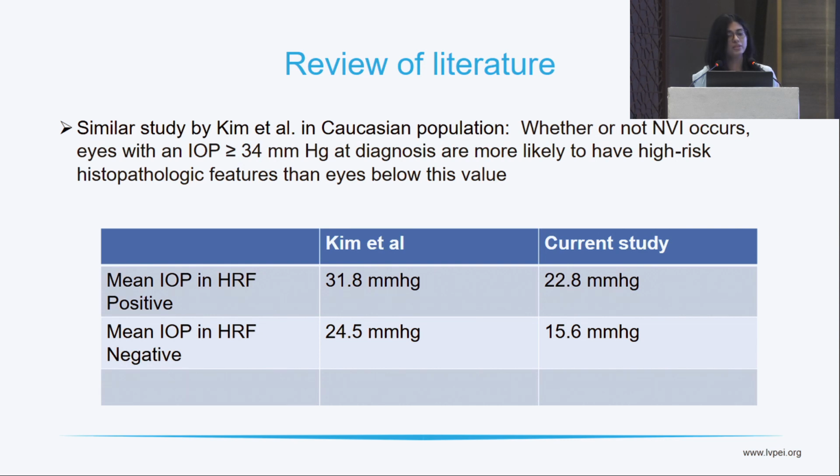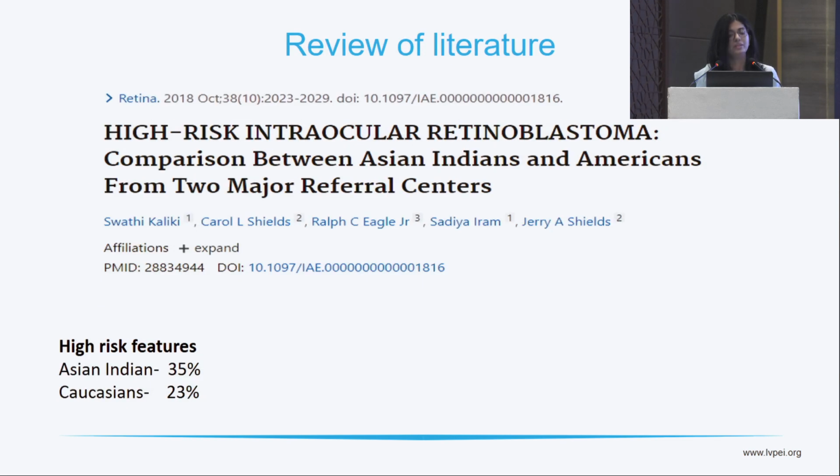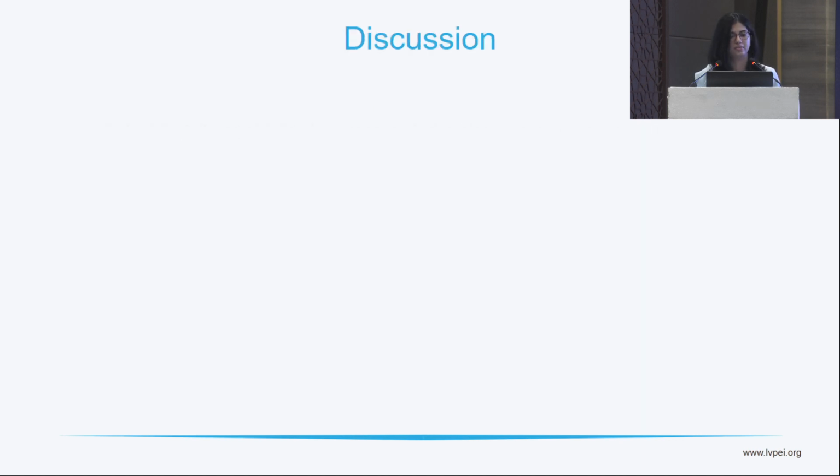When we compared the two studies, we noted that the mean IOP in high-risk features positive as well as negative patients in our study was lower. That is, we can say that in Asian Indians, the eyes are more prone to high-risk features even at a lower IOP as compared to the Caucasian population. This aligns with our previous study where we had compared the overall prevalence of high-risk features. The risk was more in Asian Indian eyes as compared to the Caucasians.